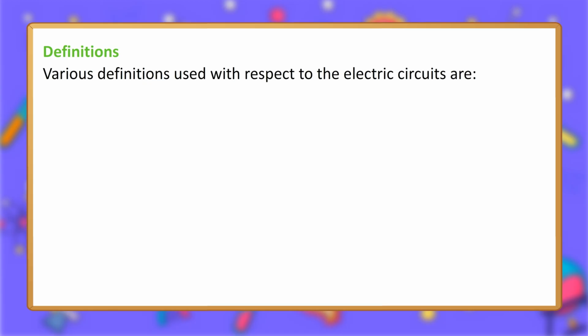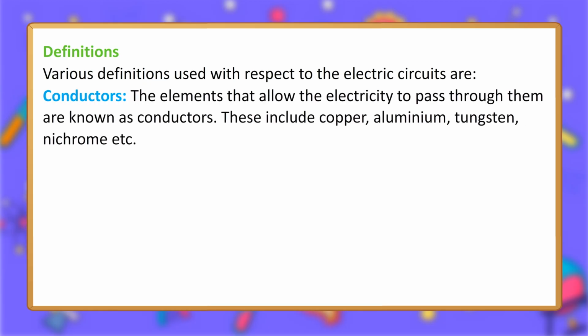Definitions. Various definitions used with respect to electric circuits are: Conductors. The elements that allow electricity to pass through them are known as conductors. These include copper, aluminum, tungsten, nichrome, etc.